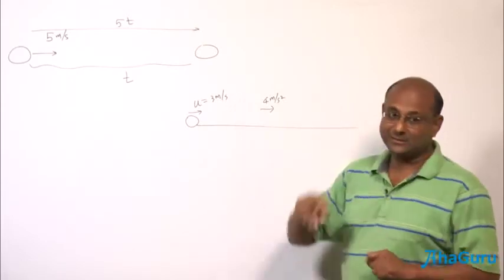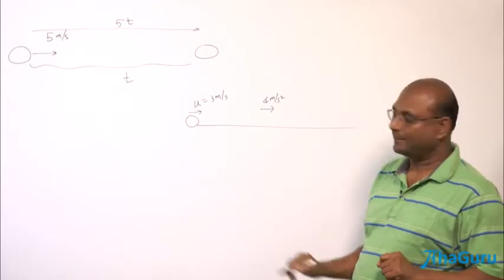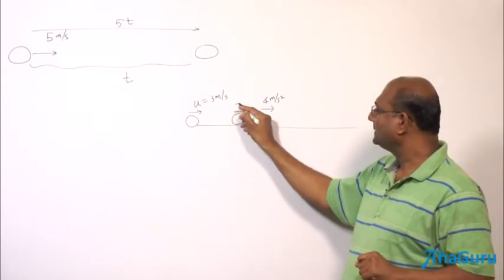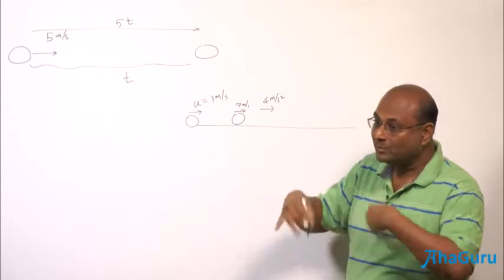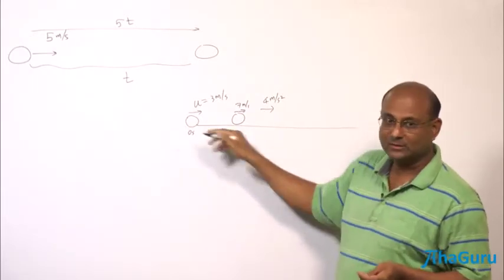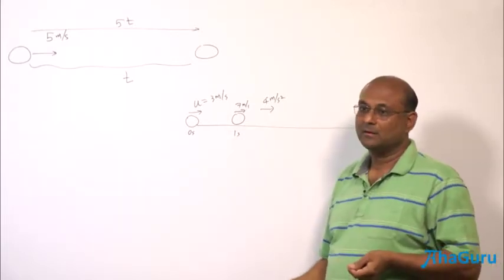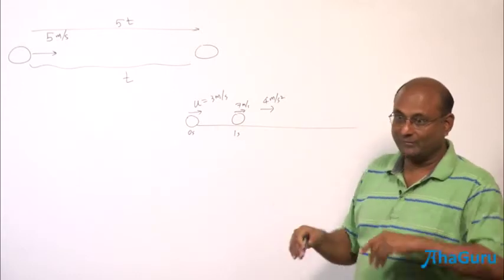So 1 second later, what is its velocity? 3 plus 4, 7 meters per second. So 1 second later, it's here, 7 meters per second. 1 more second, so this is 1 second later. This is t equals 0, this is t equals 1. What about 1 more second later? So 4 plus 7. So you have added an extra 4.